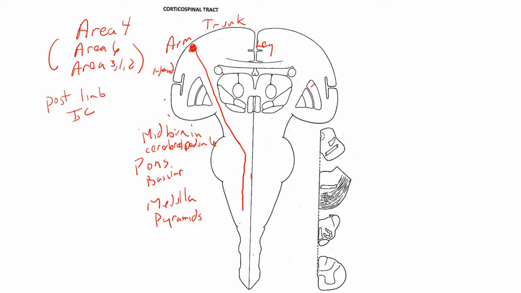Then at the very, very distal end of the pyramids, we're going to see that anywhere from 85 to 90% of the fibers are going to cross the midline. And they are going to cross the midline in the decussation of the pyramids. And then these fibers are going to descend down through the spinal cord in the lateral cortical spinal tract.